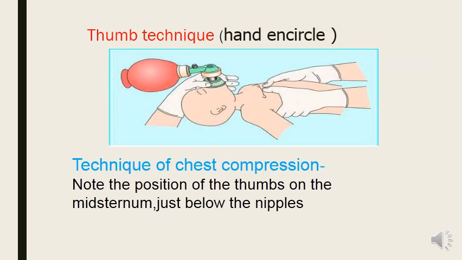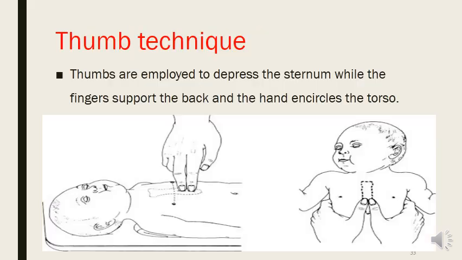Thumb technique or hand encircle method. In thumb technique, the position of the thumbs is on the lower third of the mid sternum, just below the nipples. Thumbs are employed to depress the sternum while the fingers support the back and the hands encircle the torso.